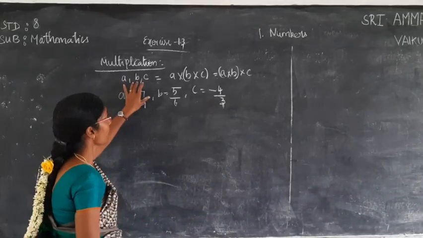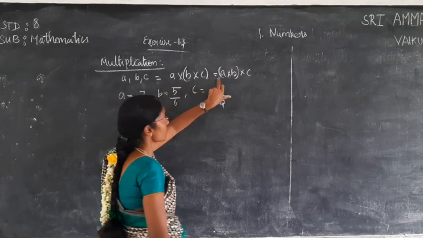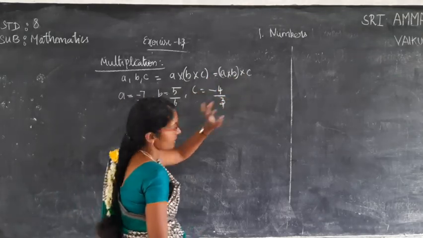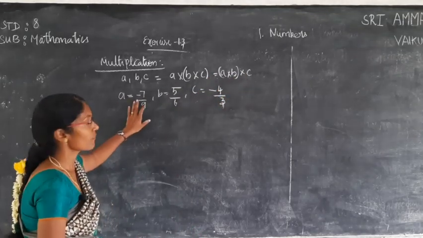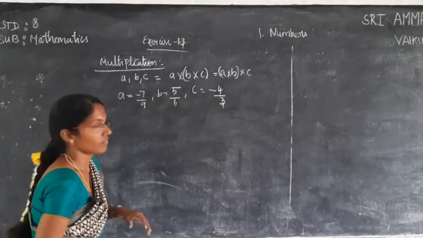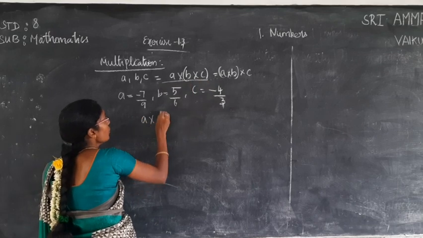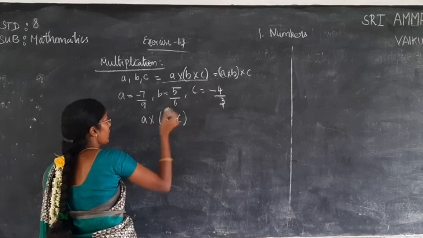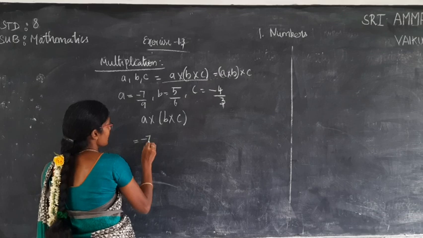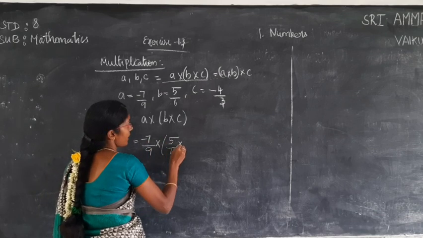So next we move to multiplication. For any 3 rational numbers, A into B into C is equal to A into B into C. So A is minus 7 by 9, B is 5 by 6 and C is minus 4 by 3. First you take the left hand side. So A into B into C. So what is A? Minus 7 by 9 into 5 by 6 into minus 4 by 3.